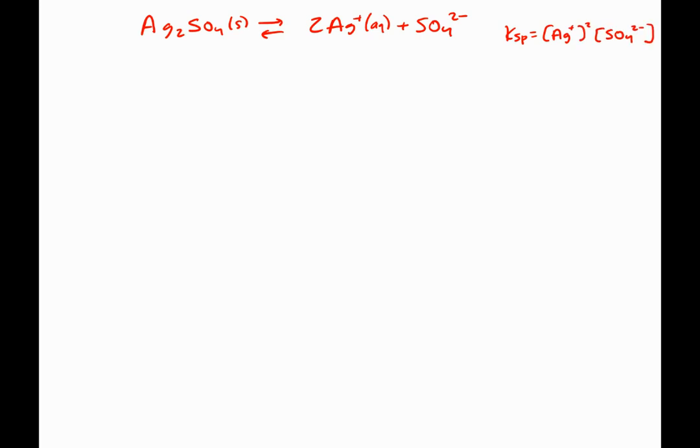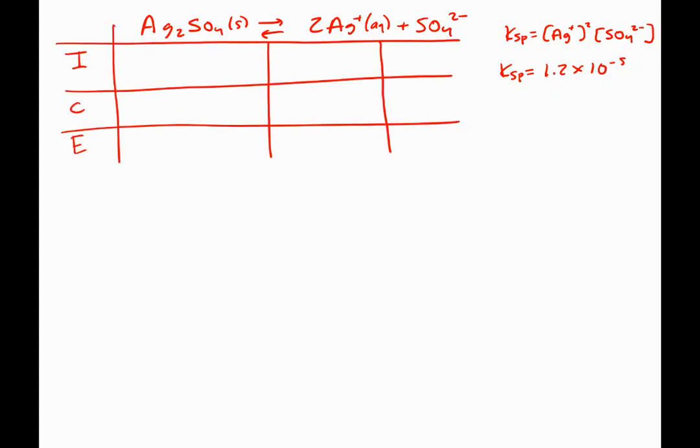Now, the value of KSP is the same. KSP is an equilibrium constant, and as long as temperature is constant, KSP is going to be constant. So KSP is still 1.2 times 10 to the minus 5. That was given in our previous video. All right. Now we'll begin setting up the ICE table. And once again, we don't care about how much Ag2SO4 solid is present because it's not part of the KSP expression. So the amount of Ag2SO4 solid does not play any role in what our answer is.